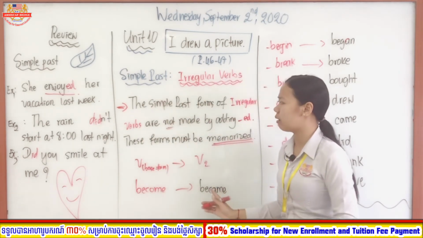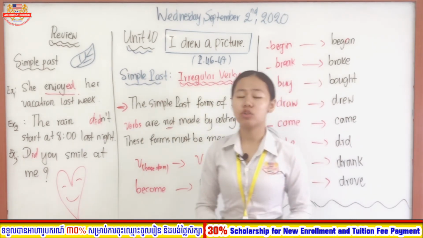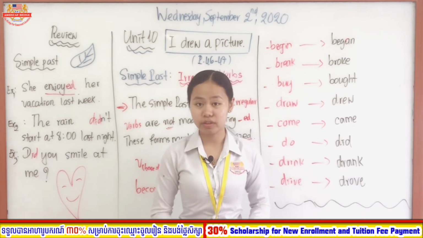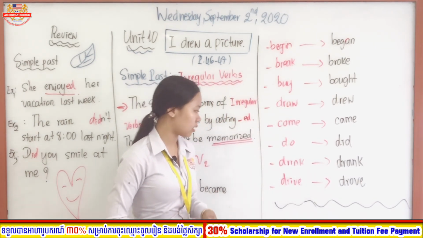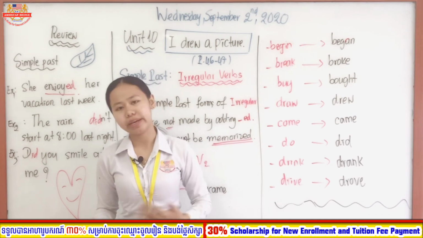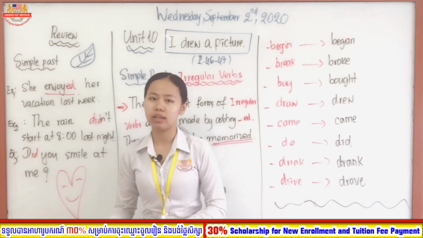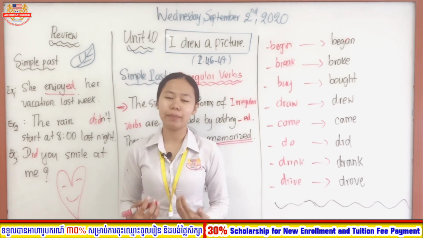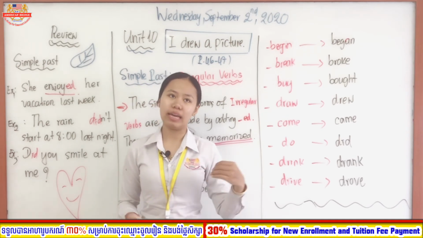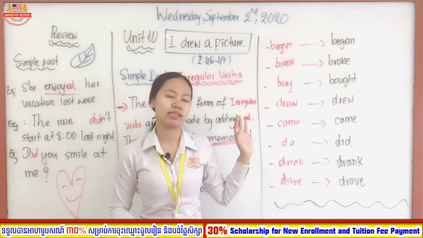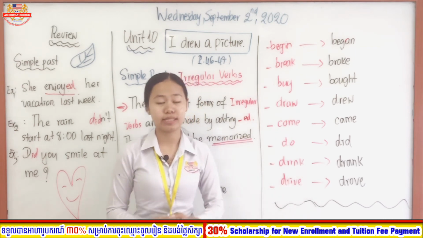While with the irregular verb, you need to remember it. You need to memorize it in order to remember. Like begin to began, become to became, buy to bought. And if you ask me how could I remember? Yes, I learned it by heart. I memorize it every day. That's why I remember the irregular verbs in the simple past.